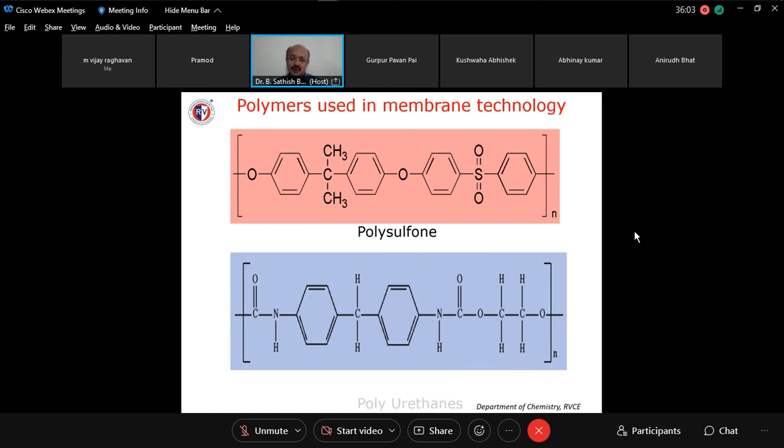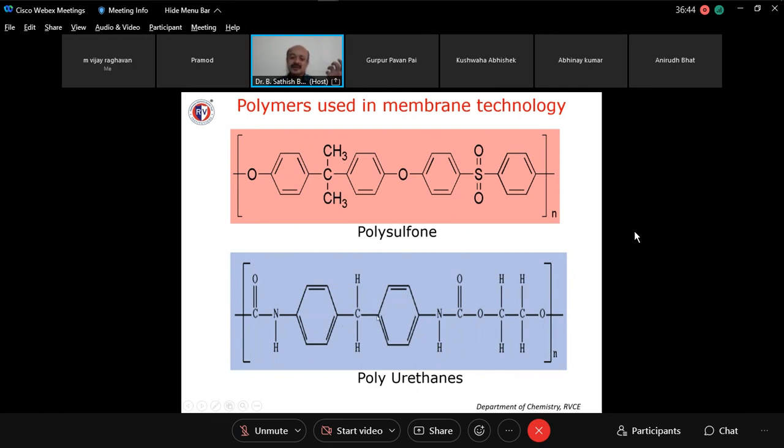These are the two polymers commonly used in the manufacture of polymeric membranes for water purification in membrane technology. By looking at the structure, you can analyze why only these polymers can be used. The first one you already know. In the second one there are some polar groups, the amide group, CONH. Because of the amide group, it has a hydrophilic nature, and because of the aromatic ring and the CH2 group, it is hydrophobic in nature.